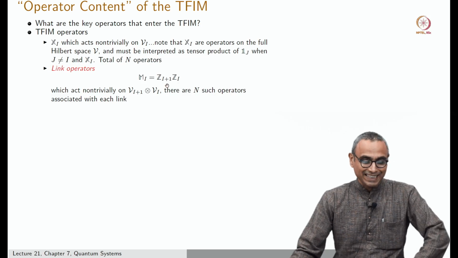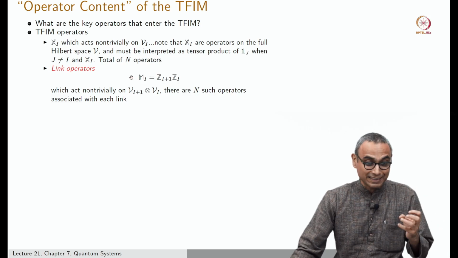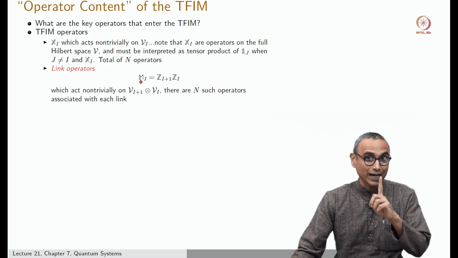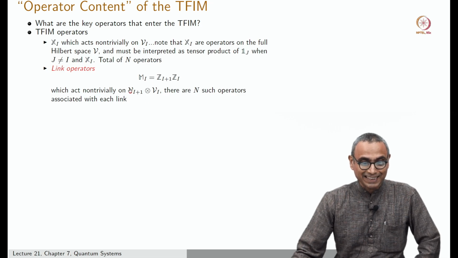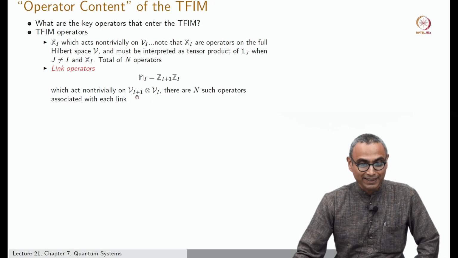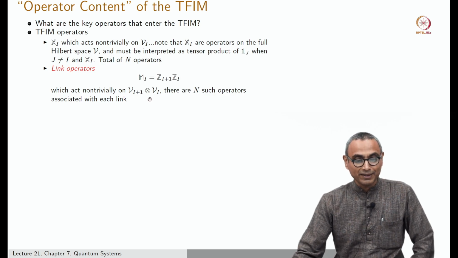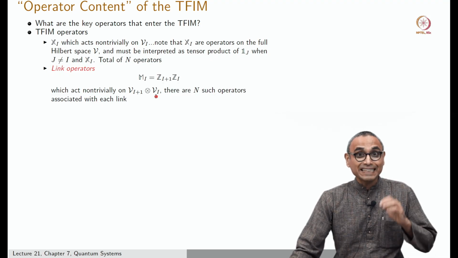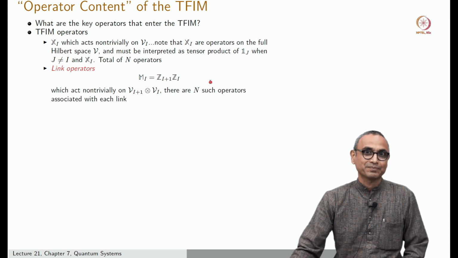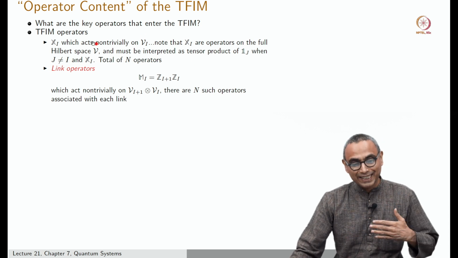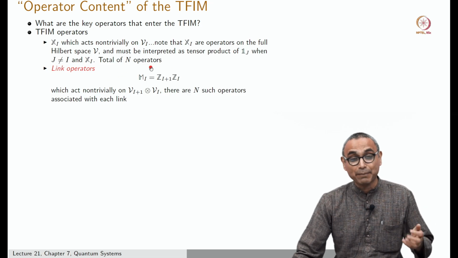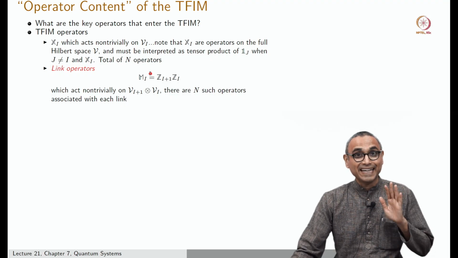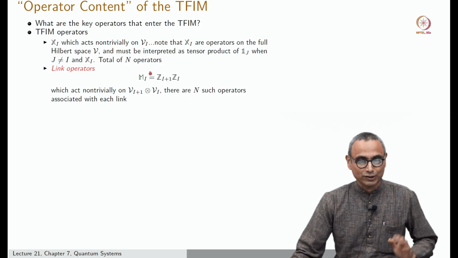Now, most interestingly, this operator m_i does not act on a single qubit, although it has a label i. It acts on two neighboring qubits. So it has a non-trivial action on the tensor product state produced by the qubit Hilbert space at i+1 tensored with the qubit Hilbert space at i. And there are n such operators. So you see that in the model, only these operators, n of the x_i's and n of these m's, the link operators, are the ones calling the shots.